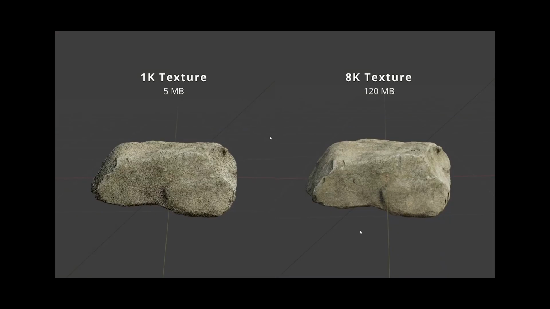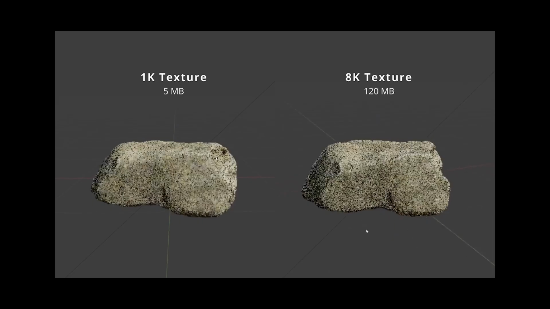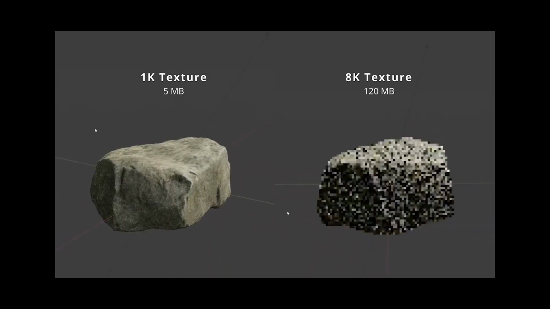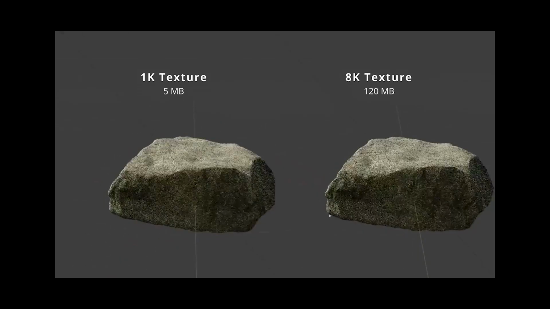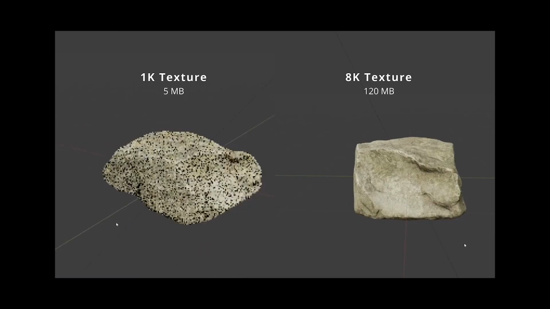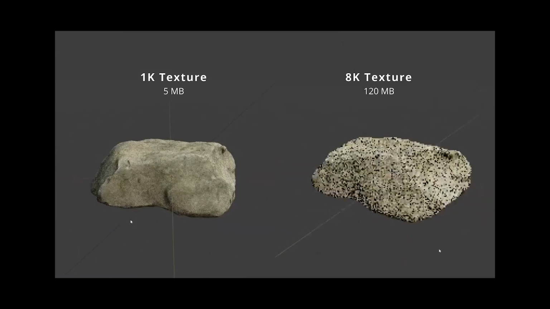If an object, like a rock, is going to be right next to the camera during a close-up shot, then you need to have a high-resolution version of this texture. However, if this same rock is going to be very far away in the background, then a high-resolution texture is unnecessary and is going to slow down your render.